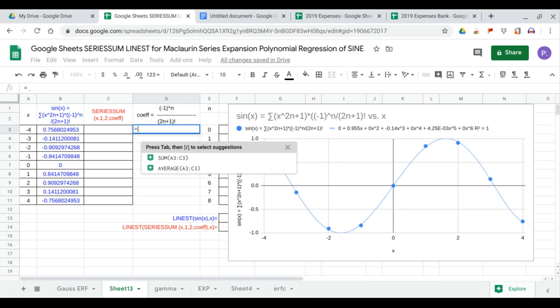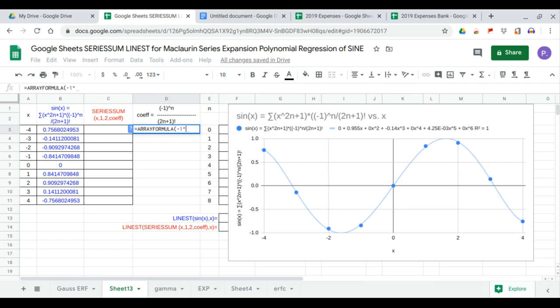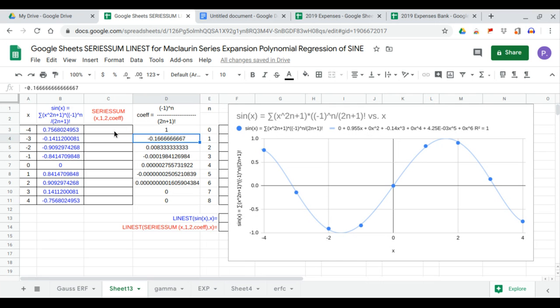So we begin with the numerator, array formula, minus 1 to the power n. So that's the numerator. Now the denominator. So it is divided by factorial 2 times n plus 1. And we will enclose this in the parentheses as part of the array formula. Now that we have the coefficient, we can now use the SERIESSUM. So array formula, SERIESSUM of the x values. Now it's raised starting from 1, incremented by 2, and the coefficient will be this range.